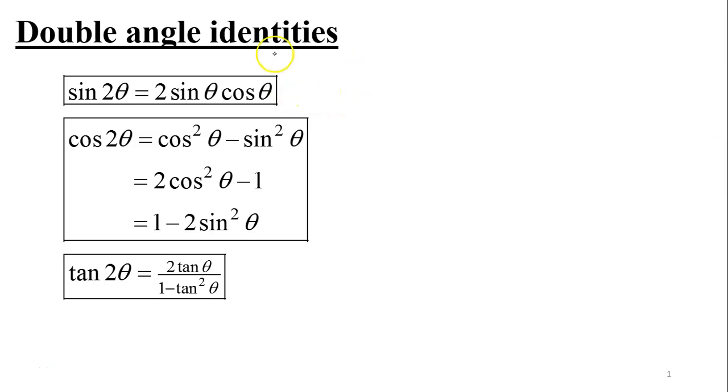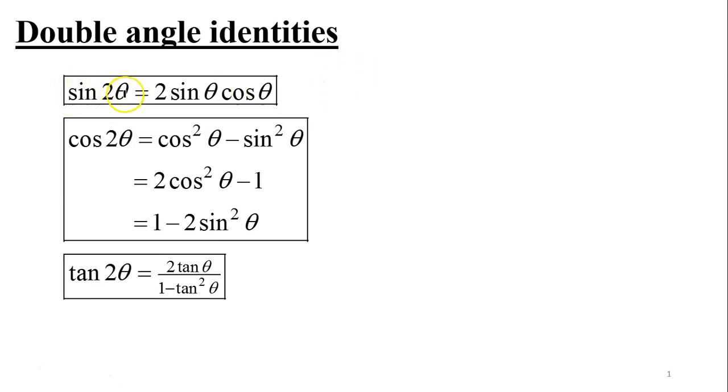In this lesson, we're going to go through the double angle identities. Now, in our previous lesson, we discussed the compound angle identities, or the addition formulas, which consist of finding the trigonometric ratios of a plus b and a minus b. However, we're going to use the compound angle identities in order to prove the double angle identities here.